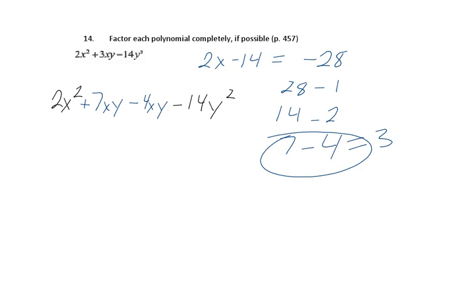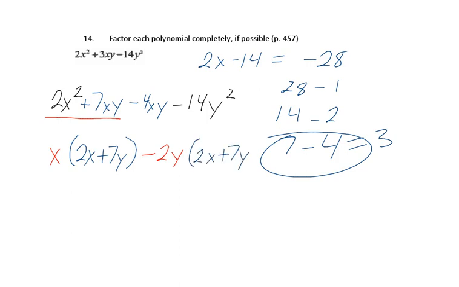We can now do grouping. In the first group, you can factor out x. And what's left behind is 2x plus 7y. The second group, you can factor out negative 2y. And what's left is 2x plus 7y. The binomials are the same. So you have 2x plus 7y, then x minus 2y. And that is the answer.